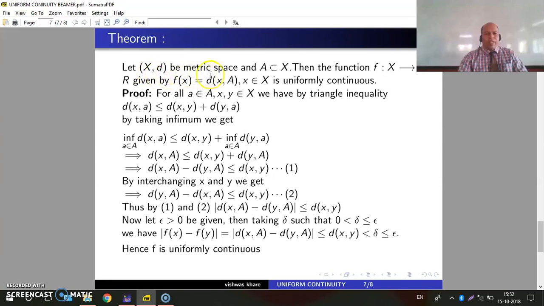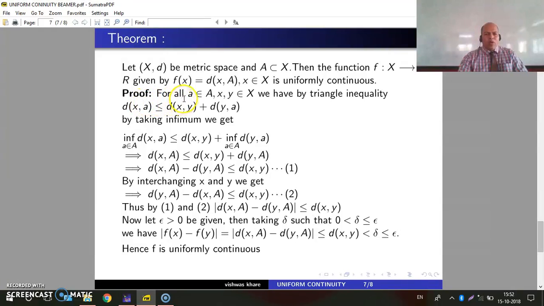Theorem. Let X be a metric space and A a subset of X. Then the function f from X to R, given by f(x) equal to d(x, A), that is the distance between a point x and the set A, x belonging to X, is uniformly continuous.